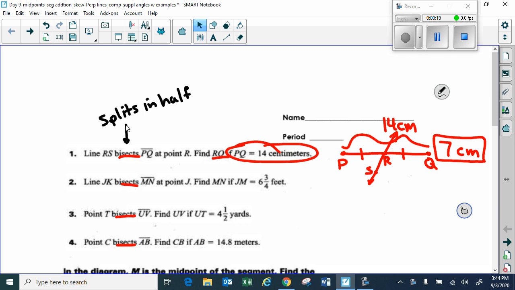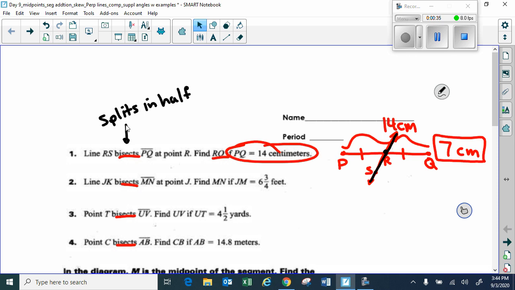Okay, and it says line RS. So here's an example of line RS right here. Okay. Bisects segment PQ, so I have to draw a segment PQ at point R. That's why R has to be on segment PQ.